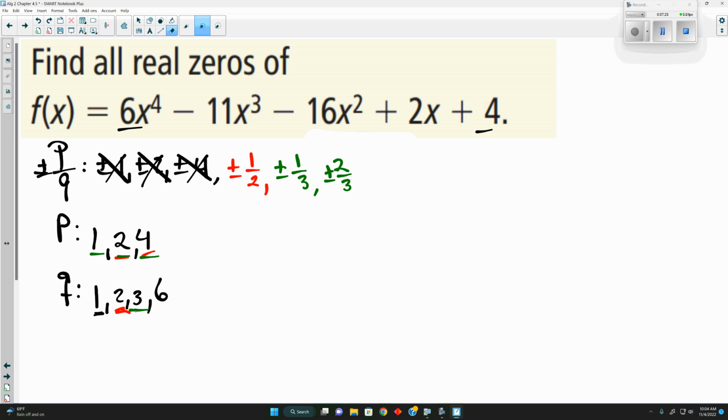And then 4 divided by 3 is plus or minus 4/3. Last one, 6. So 1 divided by 6 is plus or minus 1/6. Then we would do what next? 2 over 6. What's 2 over 6? 1/3, yes? 4 over 6 is 2/3.